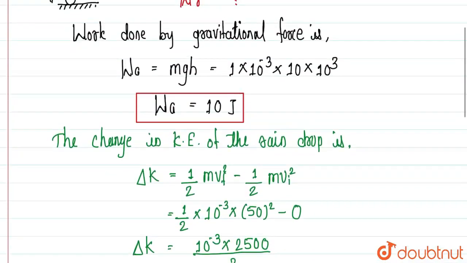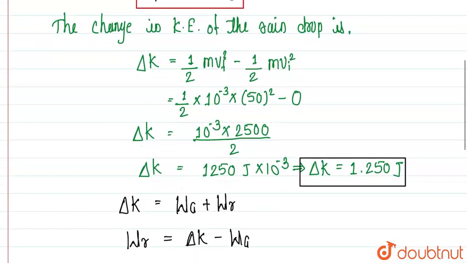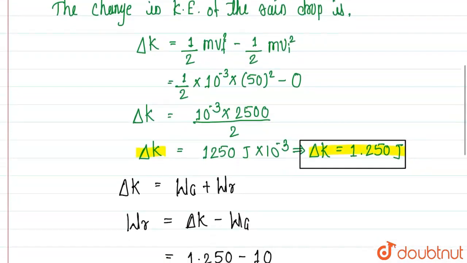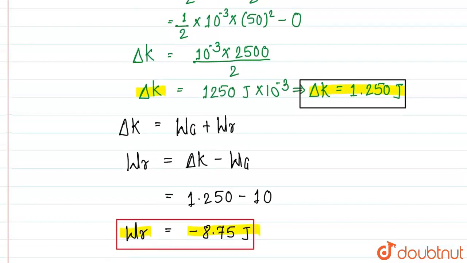As you can see here, first we have calculated work done by the gravitational force, it is 10 joule. After that we have calculated the change in kinetic energy, that is 1.250 joule, and finally we got the work done due to the resistive force as minus 8.75 joule.